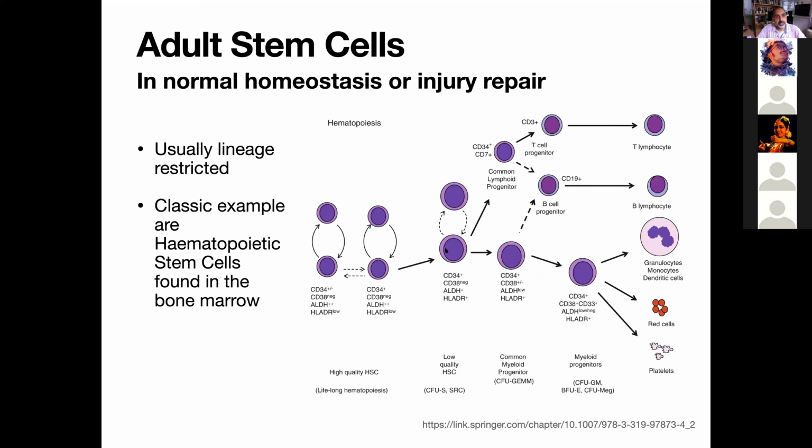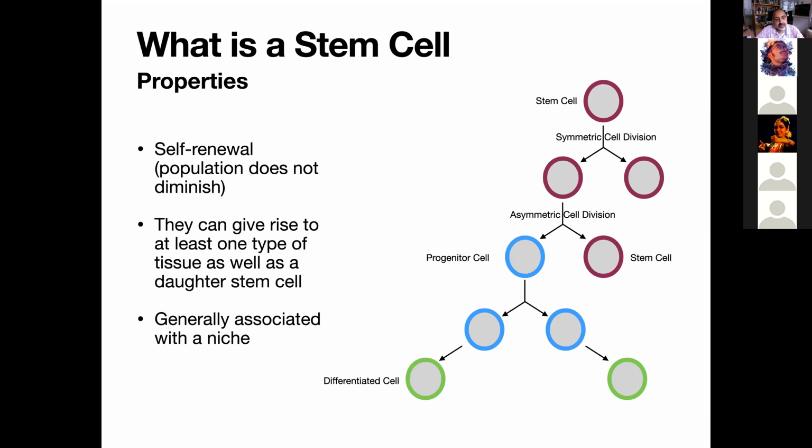Cool. So one of the classic stem cells is the hematopoietic stem cell. So of course that, sorry, I should finish this. So stem cells are of course associated with a niche, okay? And we'll come back to what a niche is in a couple of slides.